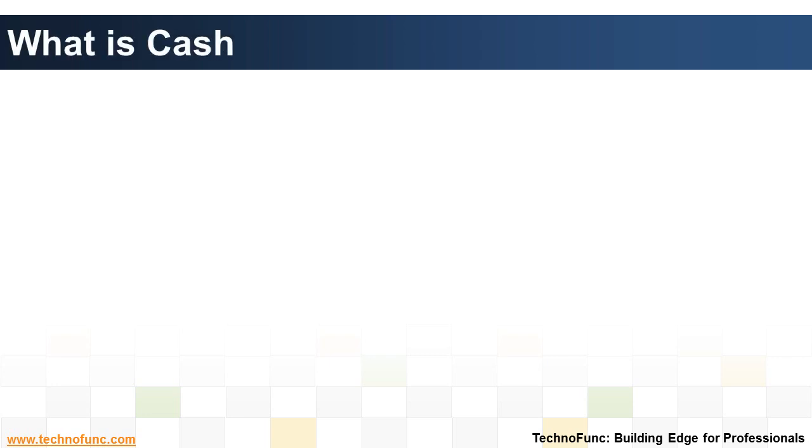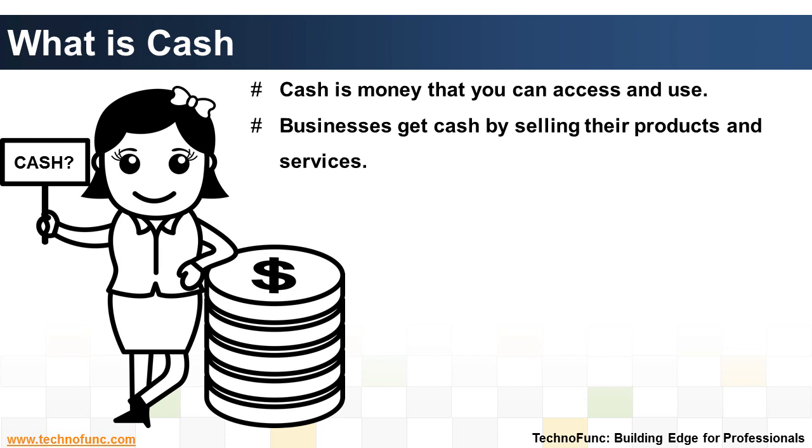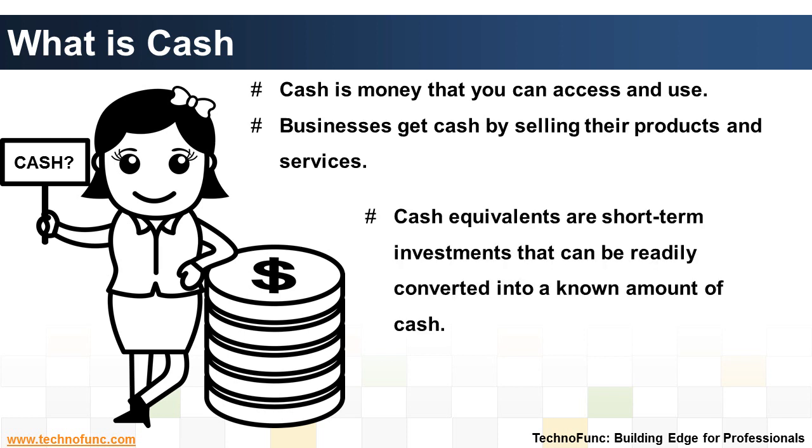What is cash? Simply put, cash is money that you can access. Businesses get cash by selling their products and services. However, businesses also have a variety of additional sources they can tap into when they need cash, called cash equivalents. These are safe short-term liquid securities that can be converted to cash relatively quickly.